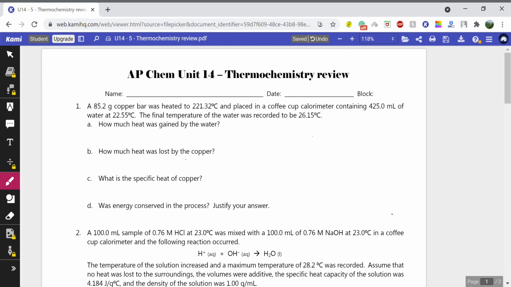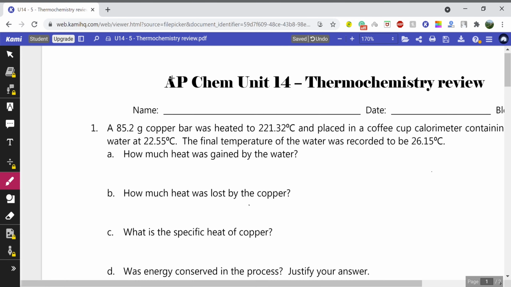Hi, in this video we're going to be doing a thermochemistry review. So first it says an 85.2 gram copper bar was heated and placed in a coffee cup. The final temperature was 26.15. How much heat was gained?